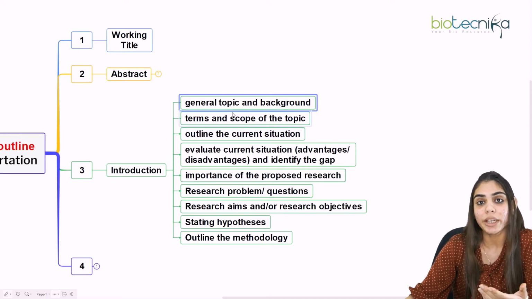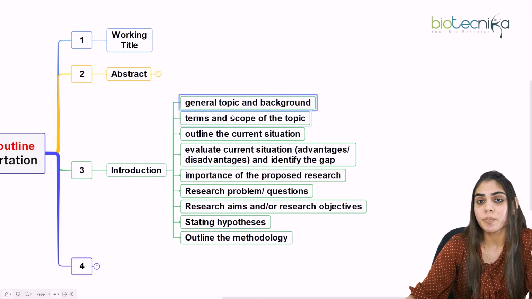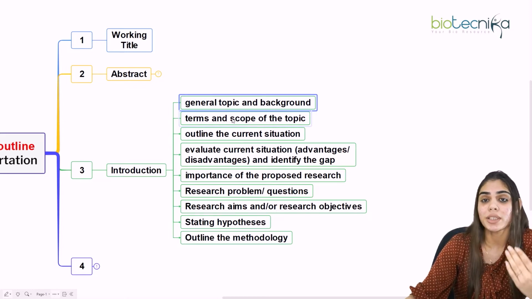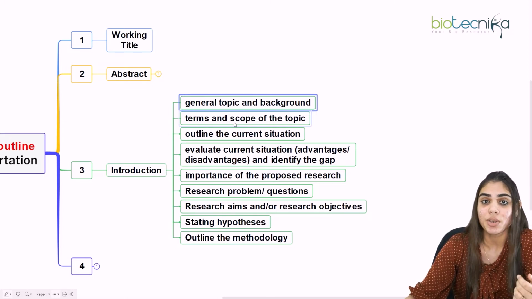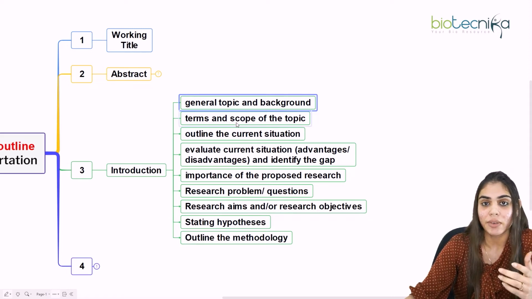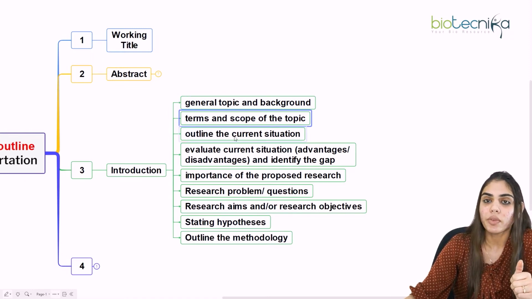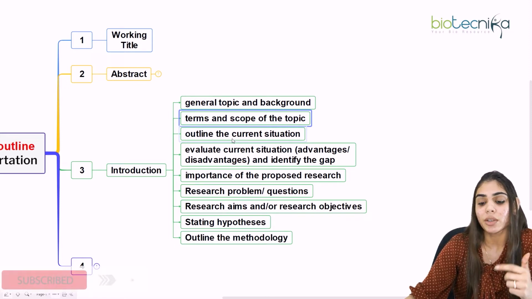You are going to write about the background and the statistics across the globe, how widely it is spreading, and what antibiotic treatments are present for tuberculosis. All these things you have to mention in one paragraph. So we are talking about the introduction. Let's see what other things you need to write there. The terms and scope of the topic: what is the scope and importance of the particular topic that you are working on?